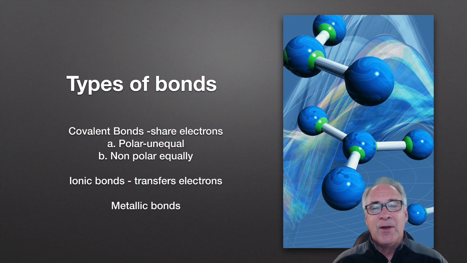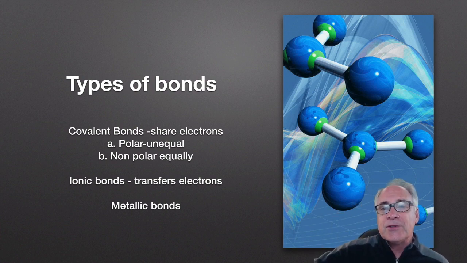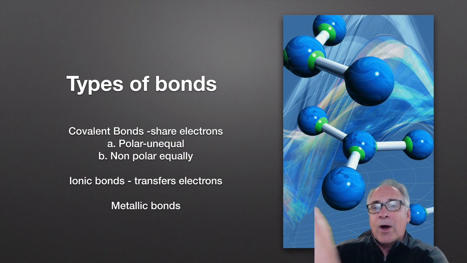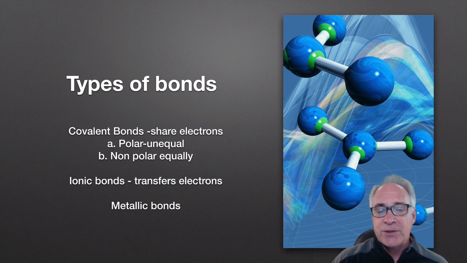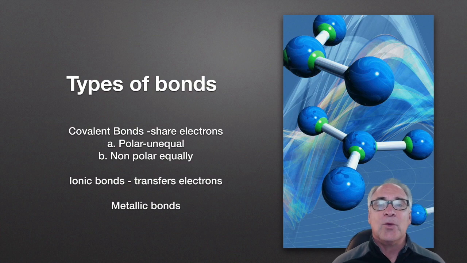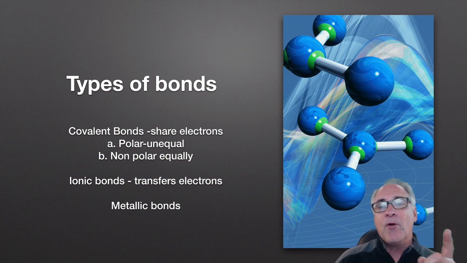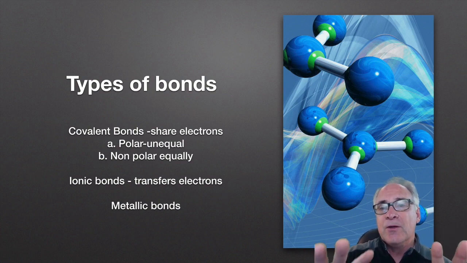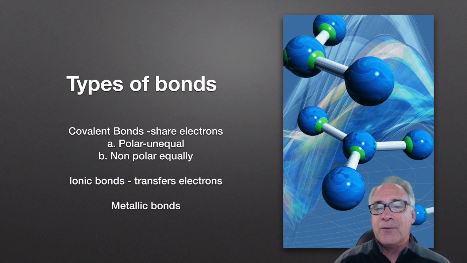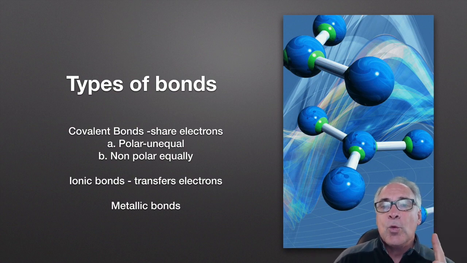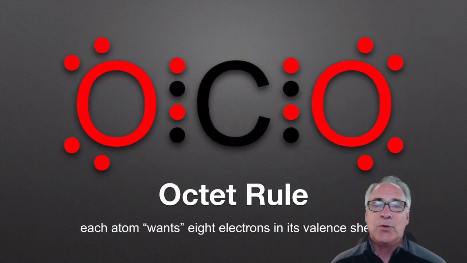Then we also have ionic bonds. Instead of sharing electrons, they basically transfer them. One of the elements, or some of the elements, will want those electrons more than the other ones in that compound. But before we move on to how we know what kind of bond they're going to get by looking at their elements, we're going to first talk about this rule, the Octet Rule.